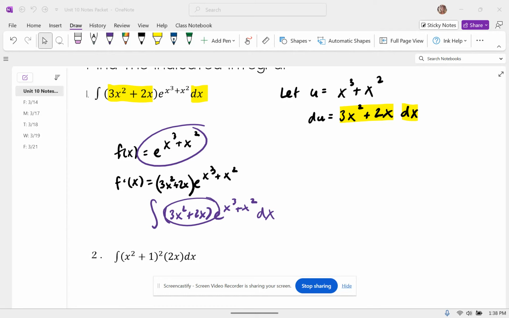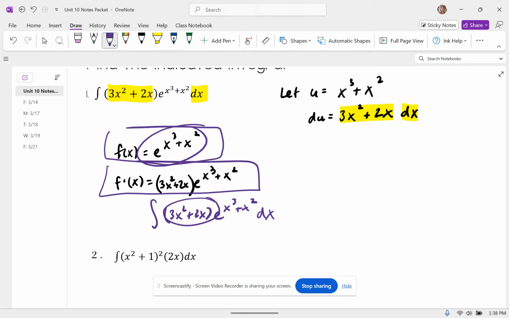Think about it. This is the original. This is the derivative. When we integrate, we start with the derivative and go back to the original. That's why you have to look for the derivative of the stuff times the stuff. Yeah, exactly.